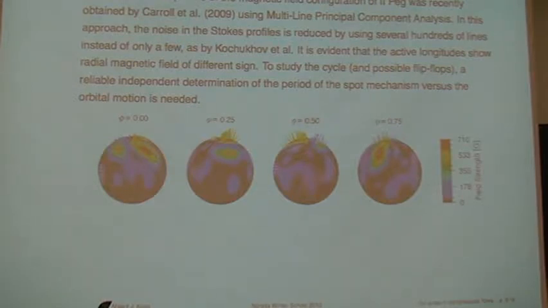However, it's not yet clear what happens to these spots when you have a flip-flop. So does the polarity of these spots change, for example? That would really constitute something like an analog of the solar cycle in these more rapidly rotating stars.